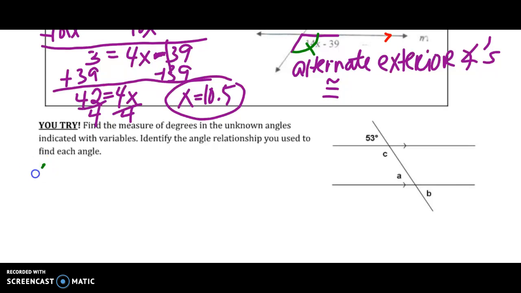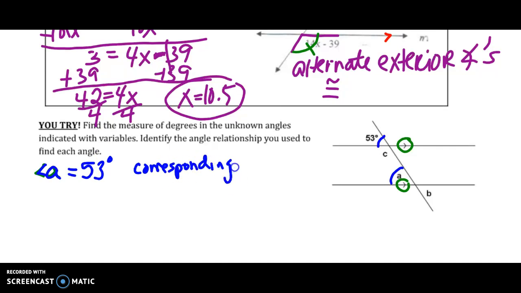So we can find angle A. Again, they give us that the lines are parallel. We know that by these little arrows on the two lines. Angle A corresponds with 53. So angle A equals 53 degrees. Corresponding angle with the measure of angle 53. Again, there's no names on here, otherwise I would be more specific about which angle I mean. Okay, so we know this is 53 degrees.